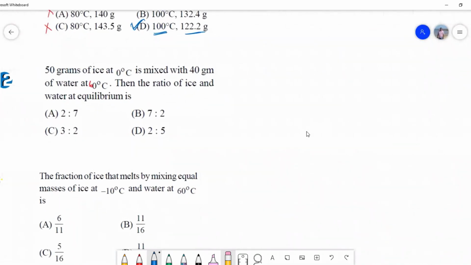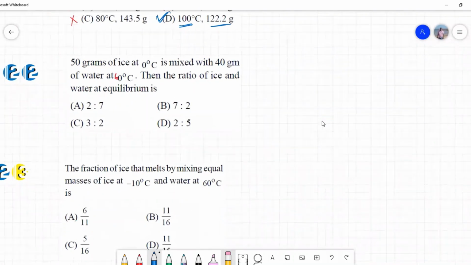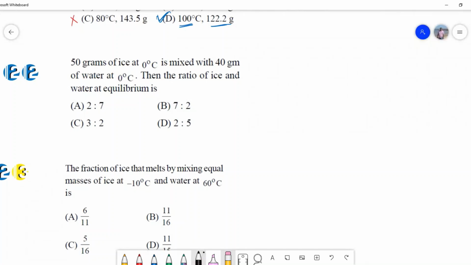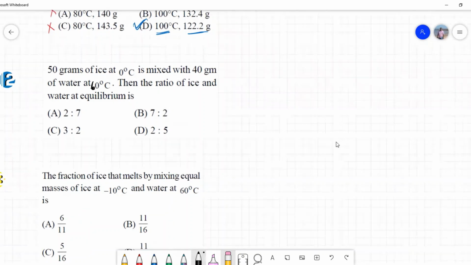Now let's see problem number 22. So here 50 grams of ice at 0 degrees centigrade mixed with 40 grams of water at, actually it was 60 degrees centigrade. It was not printed properly. You make it as 60, because if it is all 0, nothing will melt, okay? So 50 grams of ice at 0 mixed with 40 grams of water at 60, and the ratio of ice and water at equilibrium is.